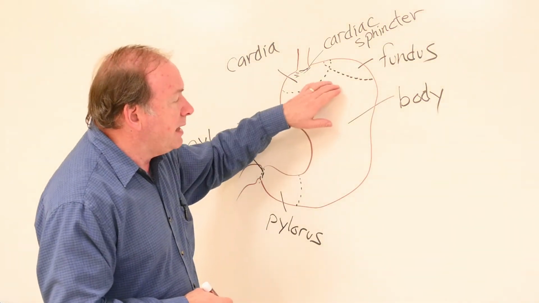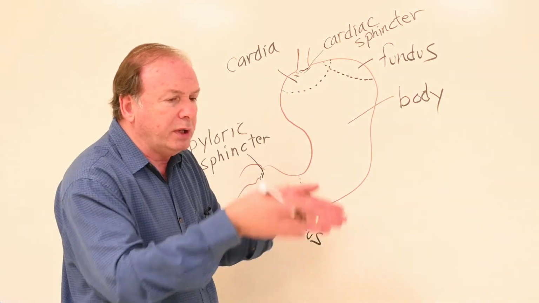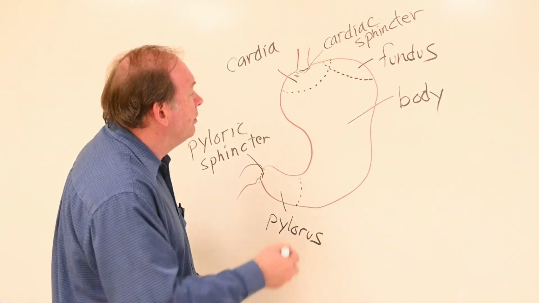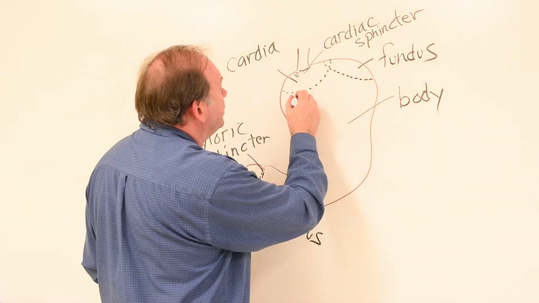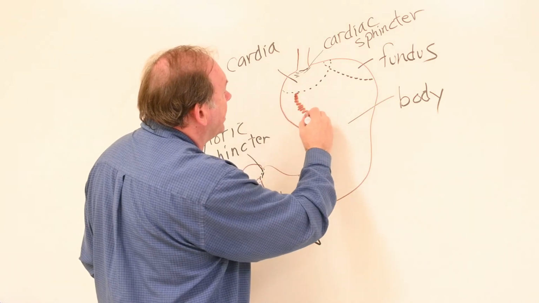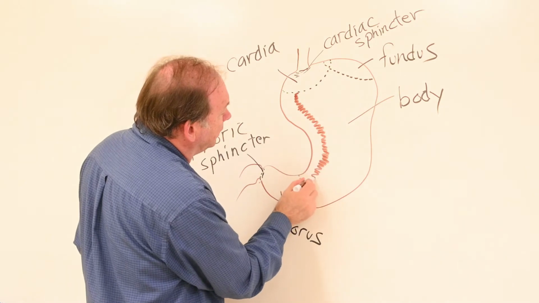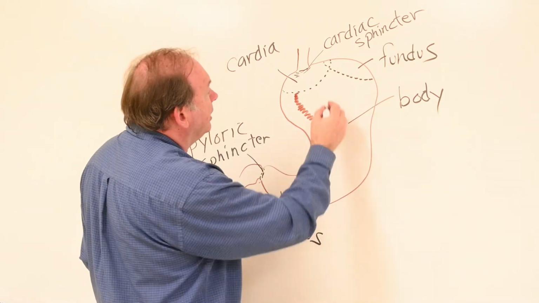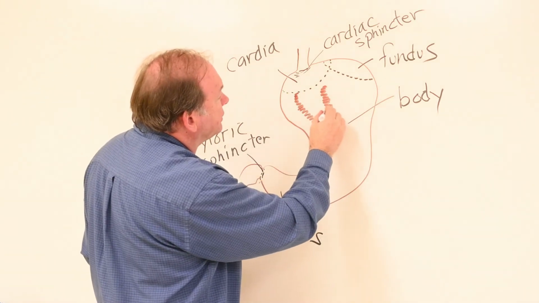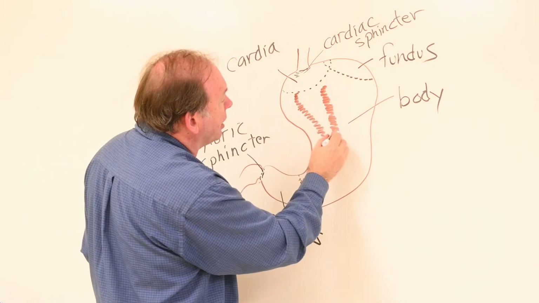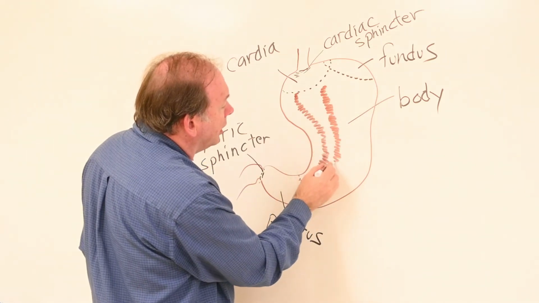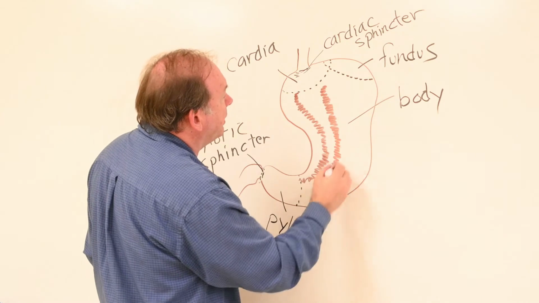Inside the stomach, the mucosa is thrown into folds that make ridges, longitudinal ridges that start up near the top of the stomach and extend down along here. So this would be a fold in the wall of the stomach, leading down to the pyloric region. There are several of these folds of the mucosa on the wall of the stomach between the top and the bottom.